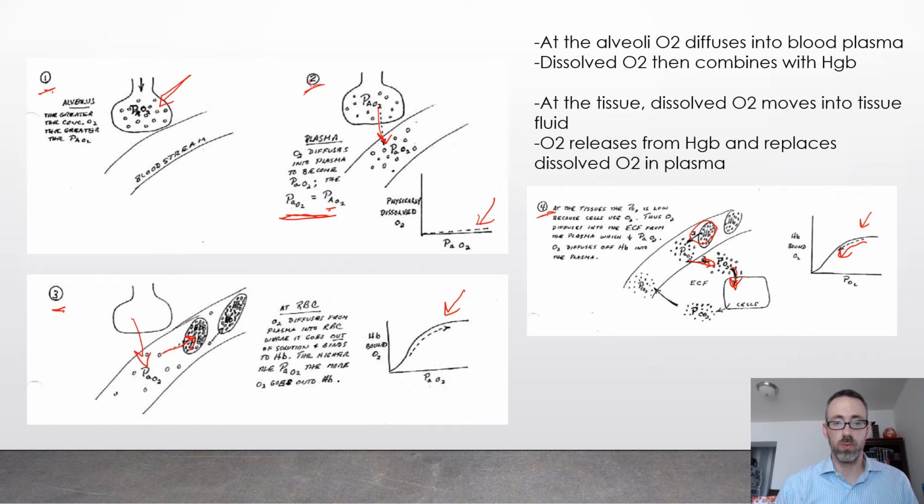So to summarize what we just talked about, ultimately the loading of oxygen onto hemoglobin is dependent on the partial pressure of the dissolved oxygen in the blood. As that goes up, that's going to increase the loading of oxygen onto hemoglobin. As that pressure drops, it's going to increase the unloading of oxygen.